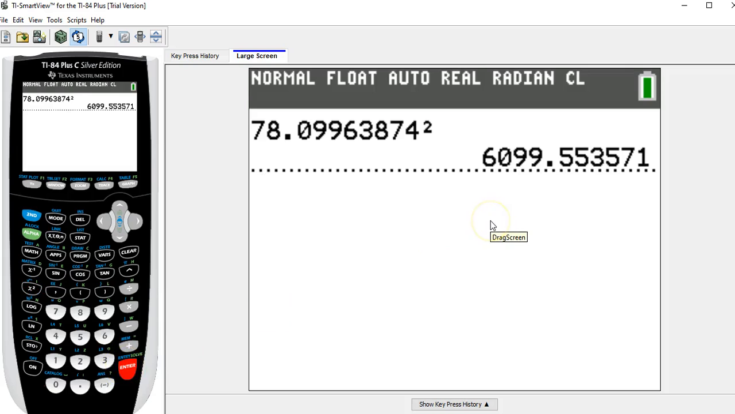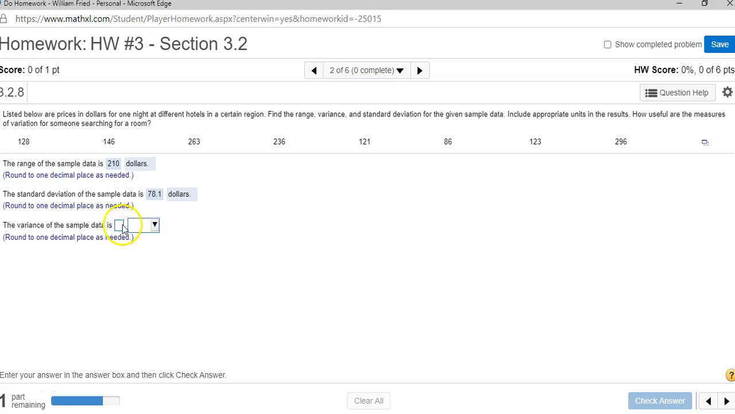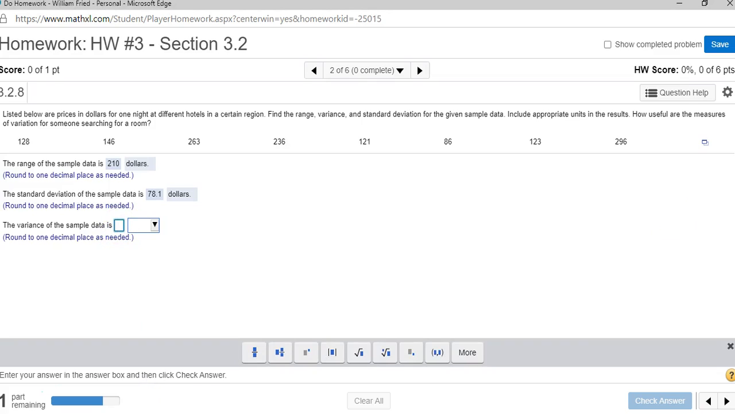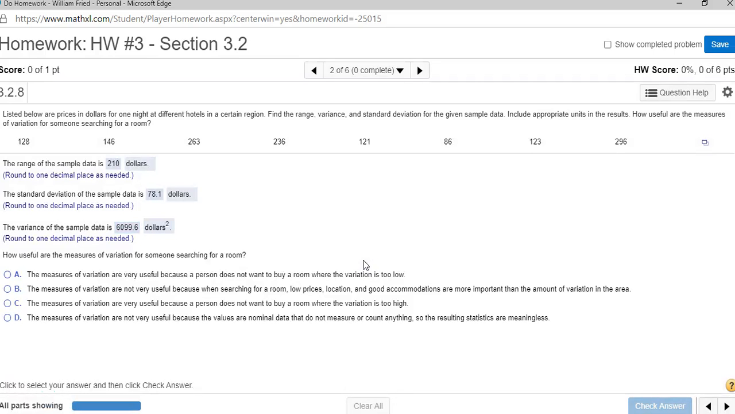So, 6099.553571. I think they wanted one decimal place, but let's check. In the homework, the variance is to one decimal place, so 6099.6. And because we squared the standard deviation, the units of the variance would be squared dollars, so it's that one. Let's check that. Good job.